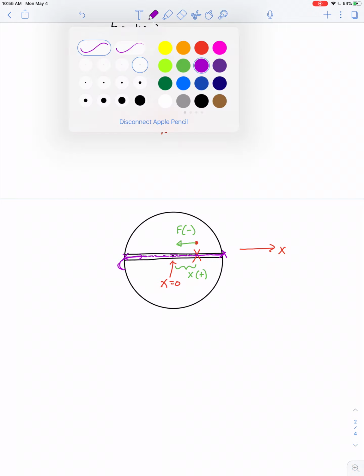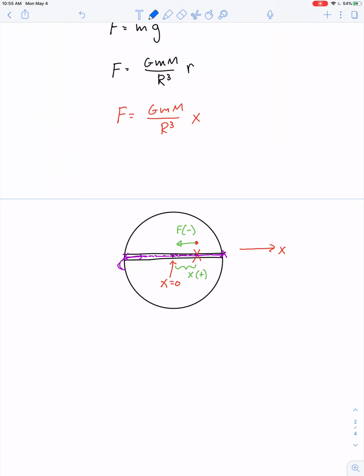So at some point in the cycle, the object will be at this location, but the pull of gravity will be positive, but only when the position is negative. So I'm just trying to point out that the force always has the opposite sign of the position.